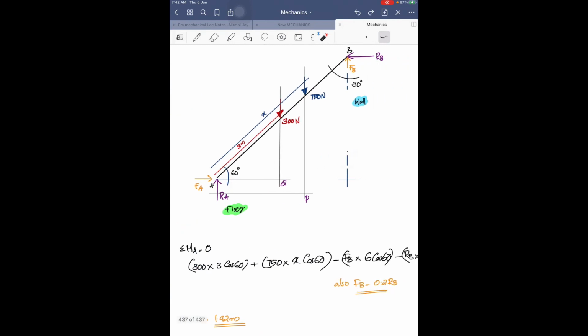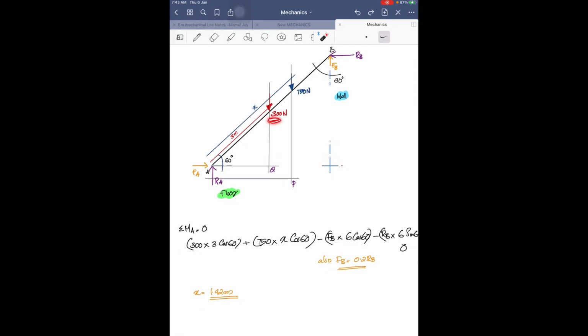So over here I'm going to take moment about A. I'm going to fix A as the moment center, and let us take the moment of the 300 Newton force about A. Moment will be equal to force multiplied by the perpendicular distance between the line of action of the force and the moment center. 300 Newton is the self-weight, 3 meter, this angle will be 60 since this is 30, and AQ will be the arm of the moment. So it is 300 into 3 cos 60, and it will be a clockwise moment. I'm considering all clockwise moments as positive.